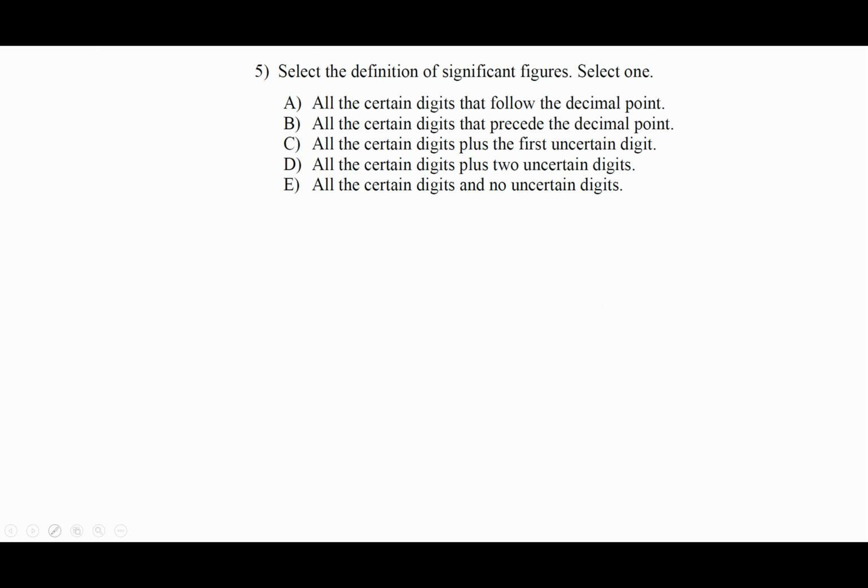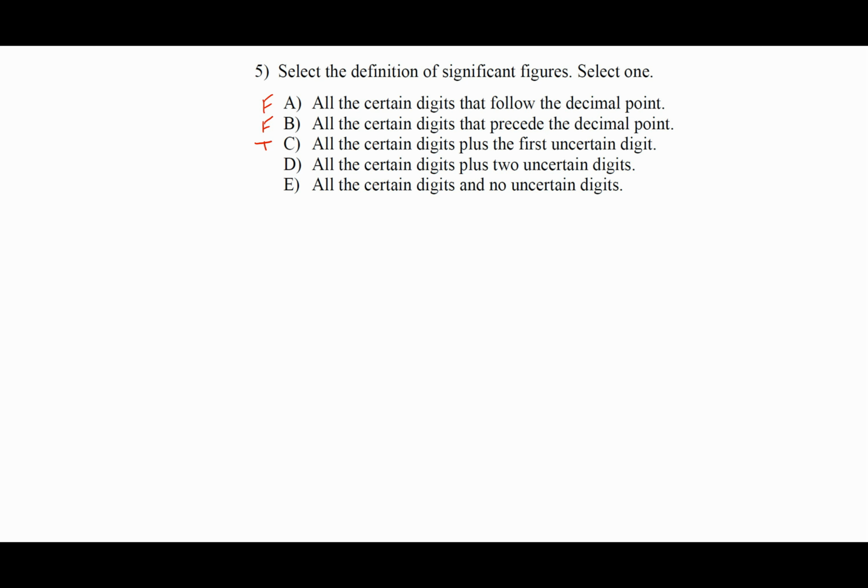Select the definition of significant figures. Okay, all the certain digits that follow the decimal point. That sounds made up. That's awful. No, that's absolutely false. All the certain digits that precede the decimal point. That's silly. That's also false. All the certain digits plus the first uncertain digit. Absolutely. That's the definition of significant figures.